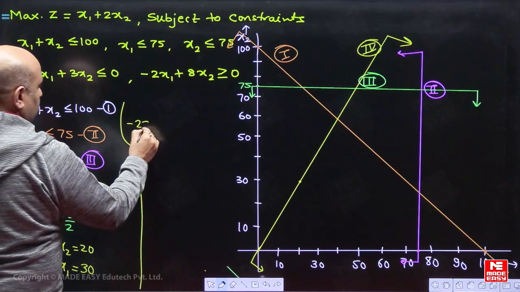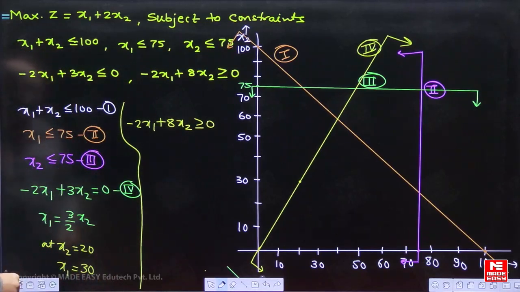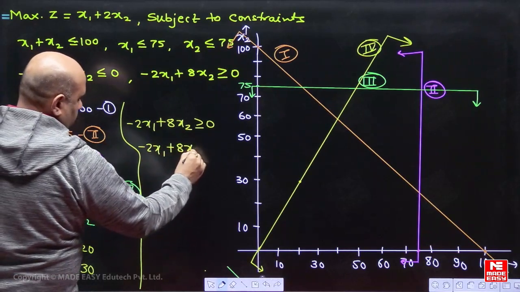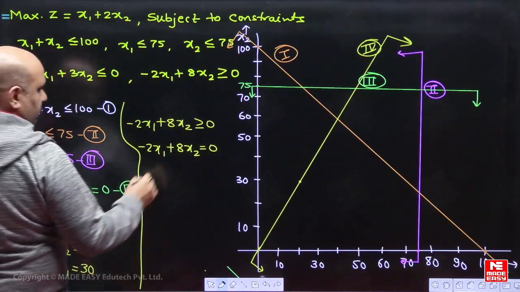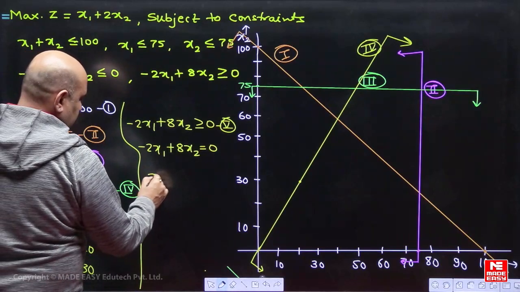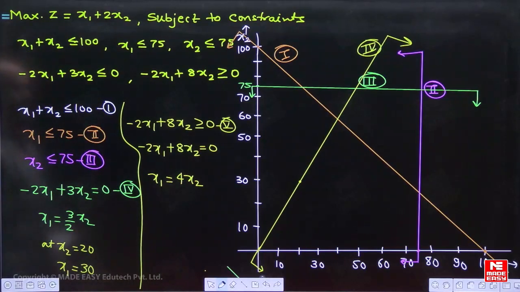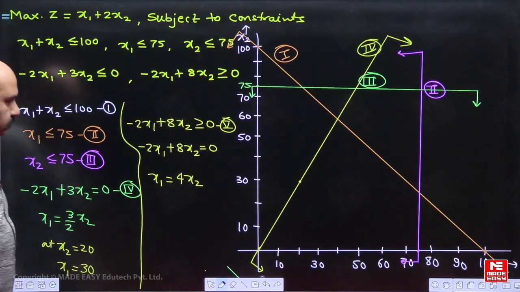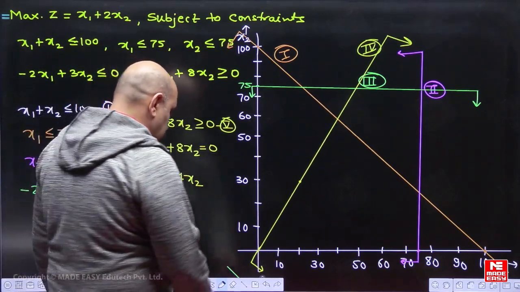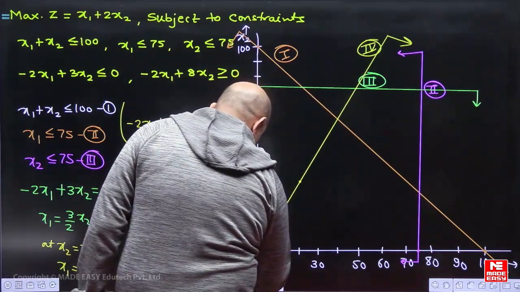minus 2x1 plus 8x2 greater than or equal to 0. इसको इक्वल टू बदलेंगे. That is the fifth constraint. और यहाँ से अपन को मिलेगा x1 equals 4 times x2. Now see, when again passing through origin, starting में तो ये वही आएगा. Starting point will be this one, origin.